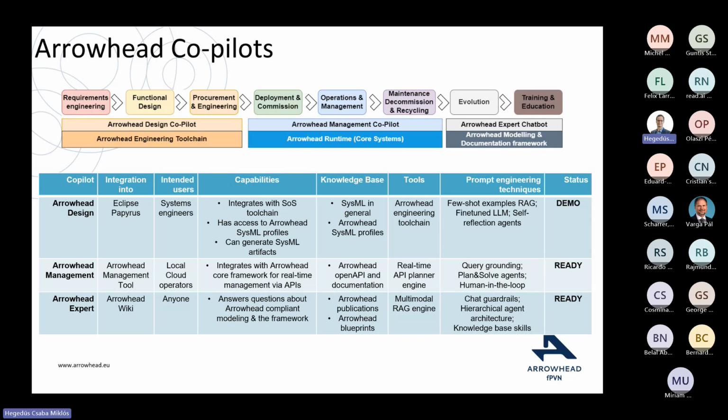Having these three things in mind, you may remember that we defined three copilots. That's on the diagram here, related to the engineering lifecycle of system of systems. You will see the second and the third one here. We call them the Arrowhead Runtime Copilot and the Arrowhead Chatbot. This is presented as one system, so you will see one system, but capable of these two feature sets.